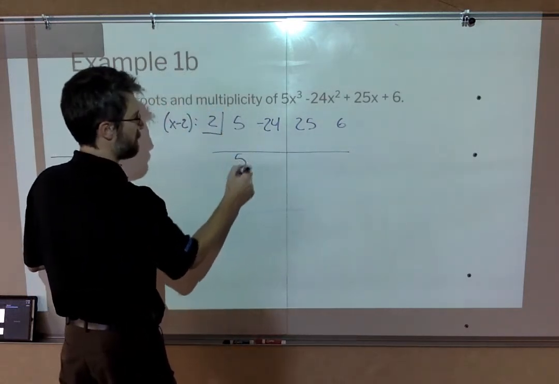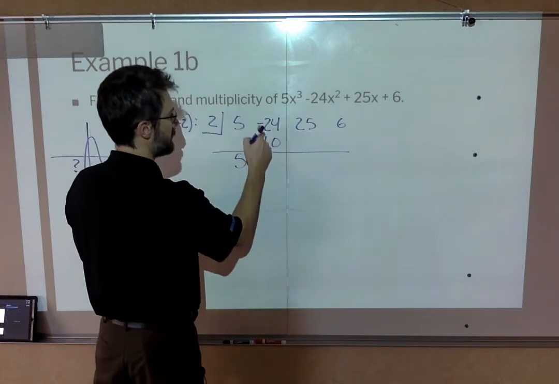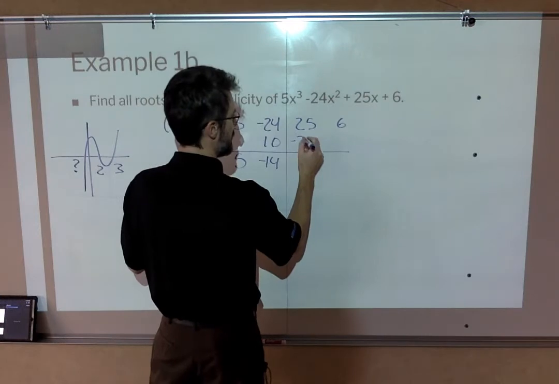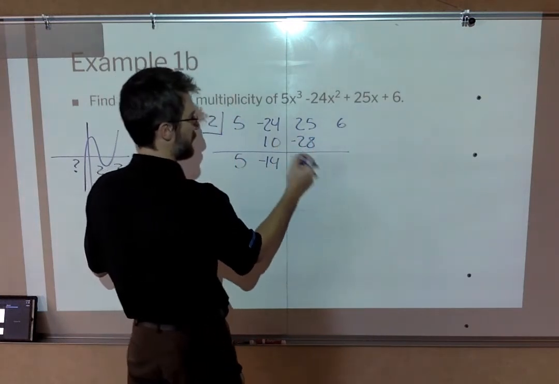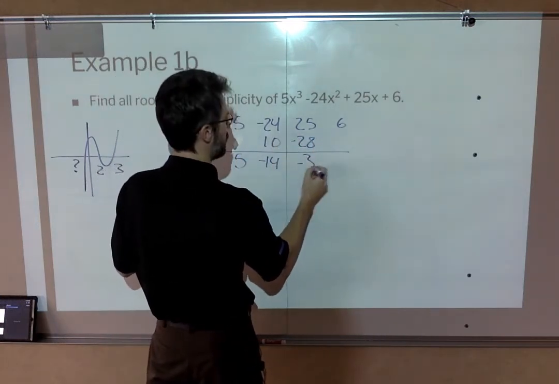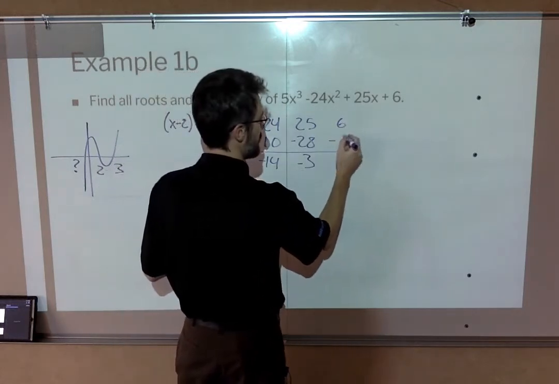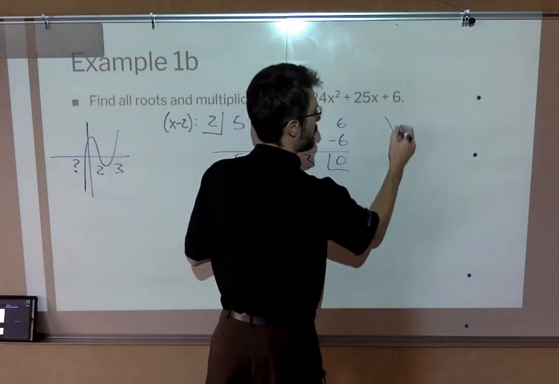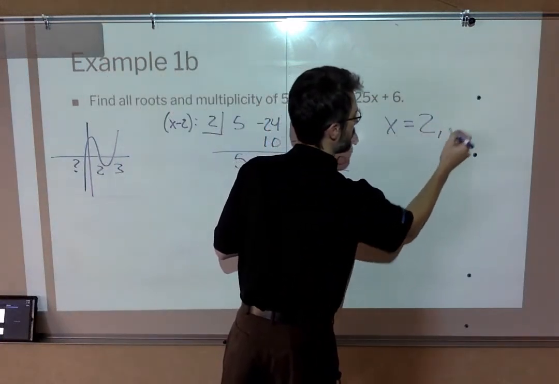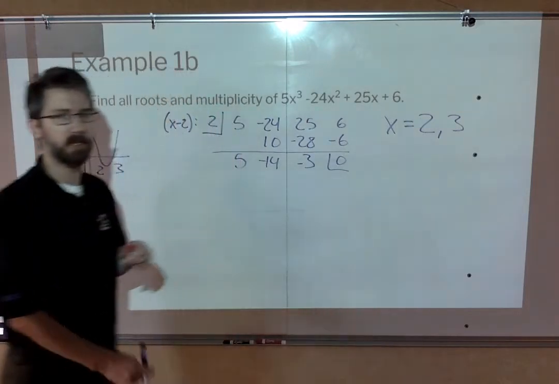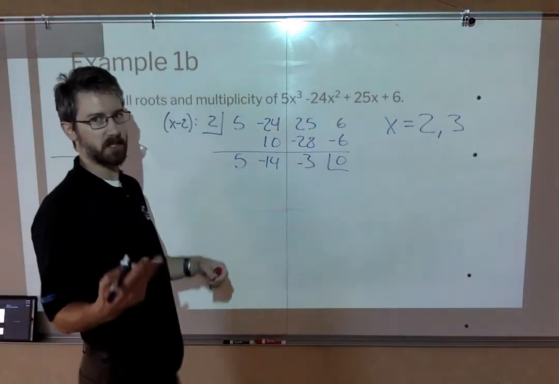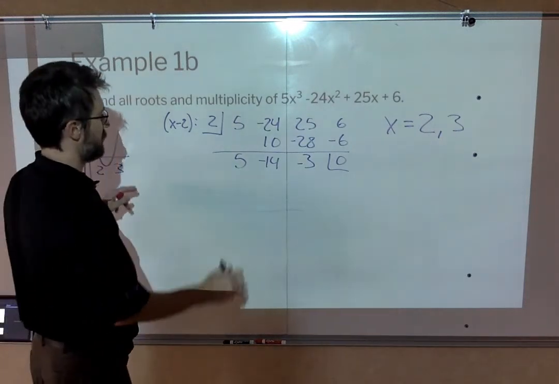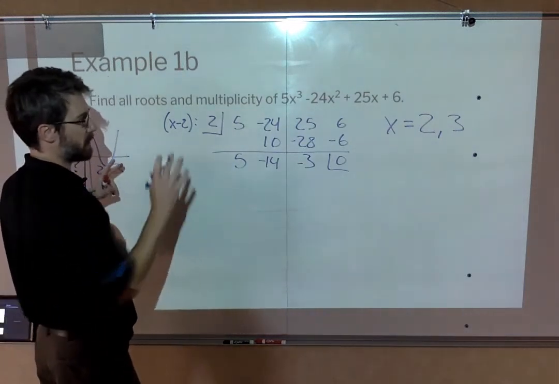Bring down the 5. 5 times 2 is 10. Negative 24 plus 10 is negative 14. 2 times negative 14 is negative 28. 25 minus 28 is negative 3. And then 2 times negative 3 is negative 6. So I got a 0 as a remainder. Good, good. And actually at this point, I know that 2 and 3 are both good solutions, so I can just start writing them, and that's like 2 out of the 3 points probably that are available for this problem.